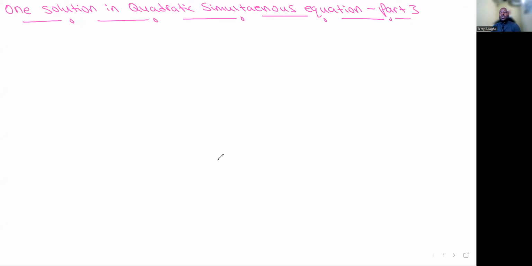So I'm going to go straight to the next one, which is a one solution. That means a quadratic simultaneous equation that has only one solution, okay? And how do we solve something like that? In the previous video, I solved the question on quadratic simultaneous equation that has no solution. So now we're going to look at an example of a question that has only one solution.